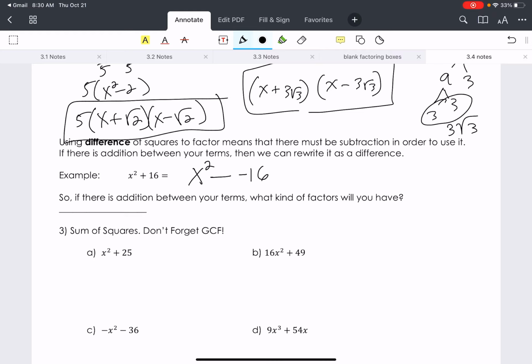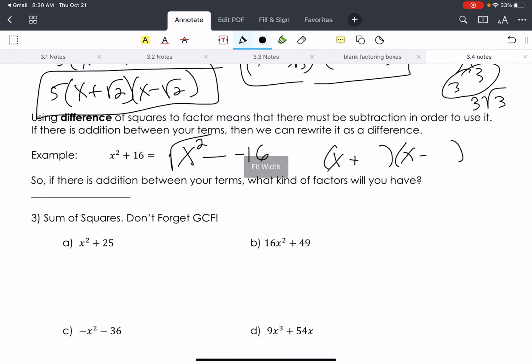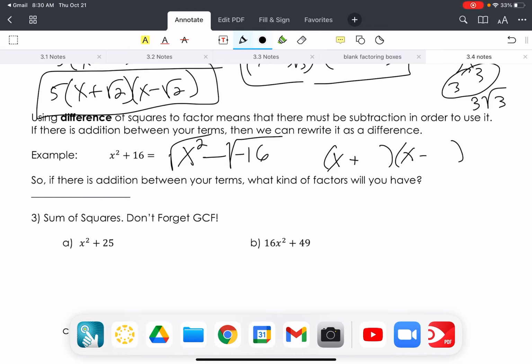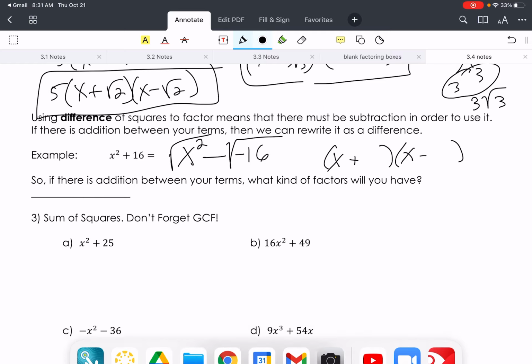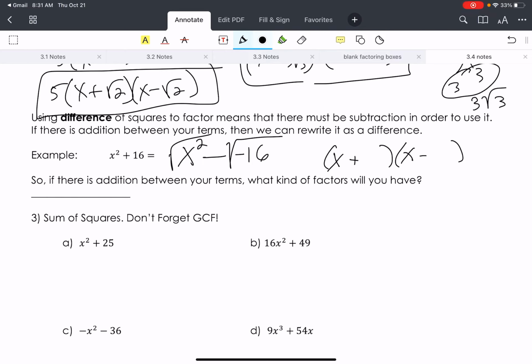Now on the other ones, I square rooted everything after the minus, right? Well, this time, that means there's a negative under that. So what's gonna happen when I have addition in these binomials? What kind of answers do I have? What happens when I square root a negative number?